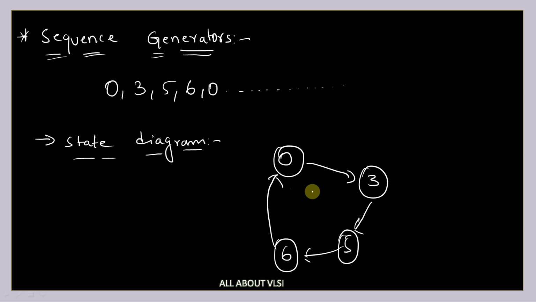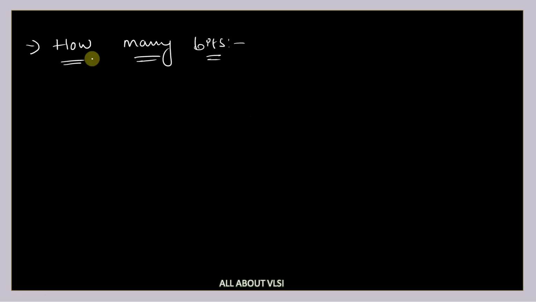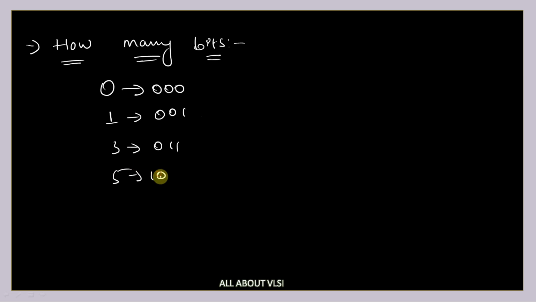Now, how many bits do I need for representing these numbers? Exactly, 3 bits, because the largest number is greater than 4. So 0 can be represented by 000, 3 is 011, 5 is 101, and 6 is 110. 1 is not there.